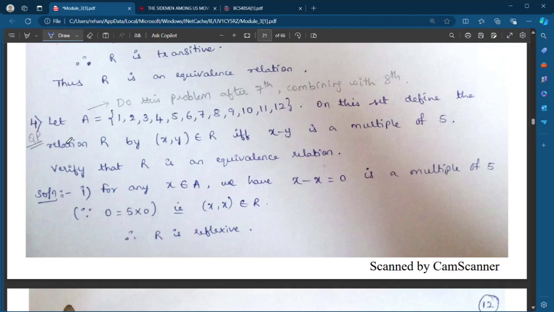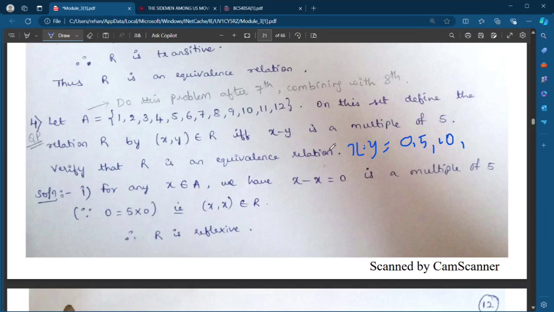Same way, let A equal 1, 2, 3, 4, and so on up to 12. On this set, define the relation R by x comma y belongs to R if and only if x minus y is a multiple of 5. Okay, I have to select two terms. If I subtract y from x, it should be a multiple of 5. So for that to happen, x minus y should be equal to 0, 5, 10. That's it. I cannot take more terms.